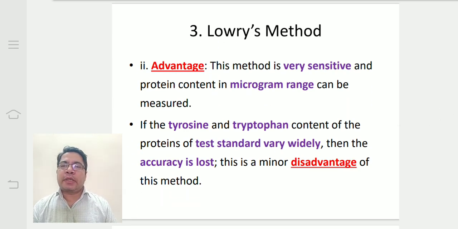Advantage of this method is it is very sensitive and can measure protein content in microgram range. If the tyrosine and tryptophan content of the proteins of test and standard vary widely, then the accuracy is lost. This is a major disadvantage of this method.